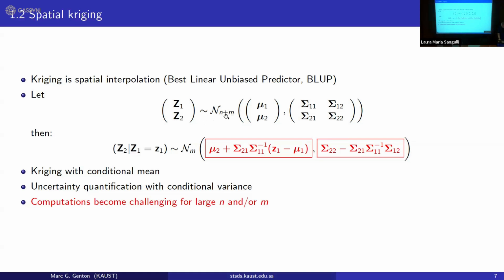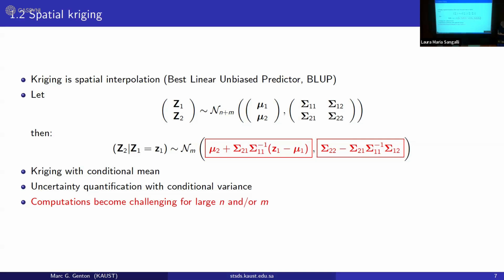You model them as coming from a multivariate normal distribution, a Gaussian distribution. You split the mean vector and the covariance matrix accordingly to the dimensions n and m. And then, given z1, so given these n observations, you can compute this conditional distribution of z2 given z1. And we know from multivariate Gaussian theory that this is still multivariate normal, now of dimension m, with a conditional mean and a conditional variance. The conditional mean can be used to do the kriging, so the spatial interpolation. And the conditional covariance matrix can be used for uncertainty quantification.